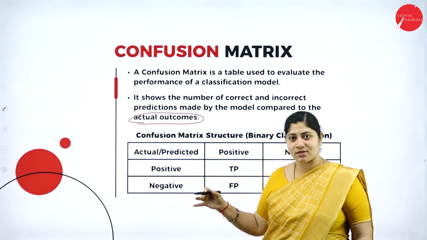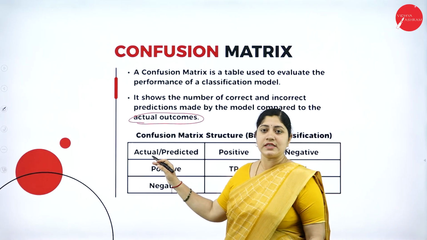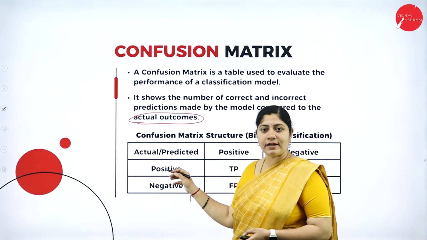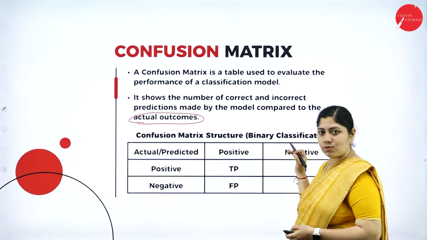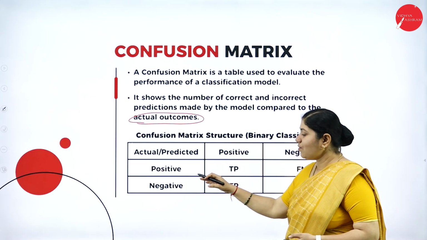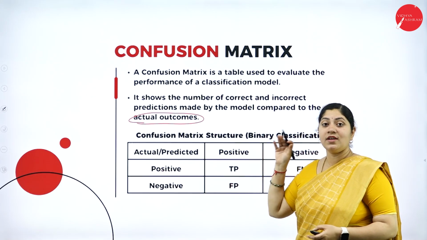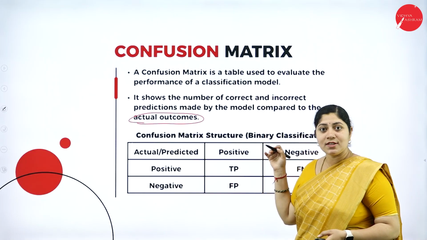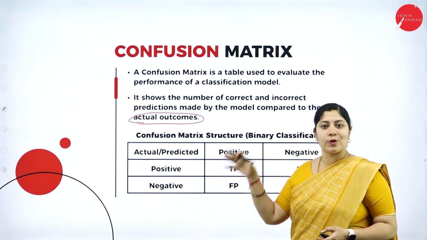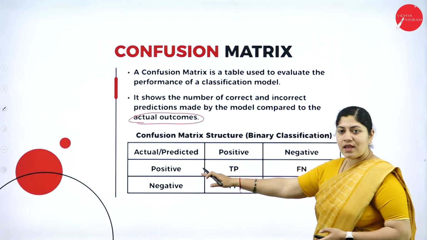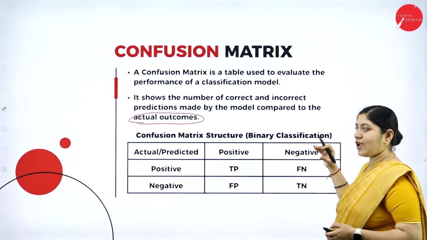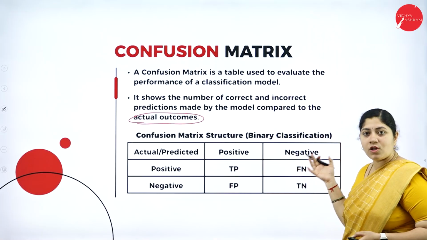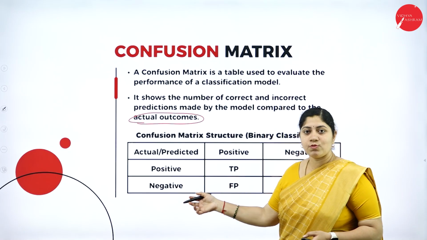But how to construct this? It is very, very simple. First, let's write the prediction, and under that we will write positive, negative, again positive, negative. If both the row and the column are positive, then we can surely say that it is a true positive. Similarly, if my row is positive and the column is negative, then I can say that it is a false negative. Clear? Let's move to negative.